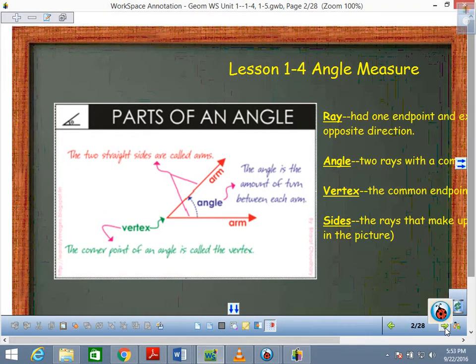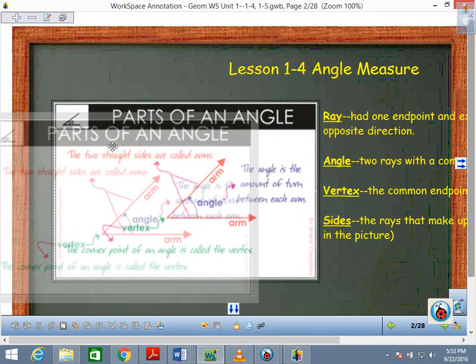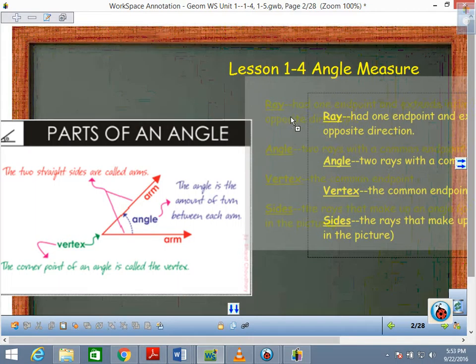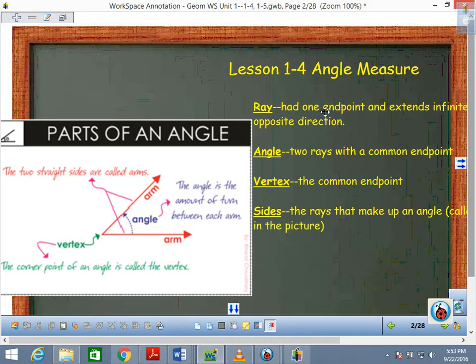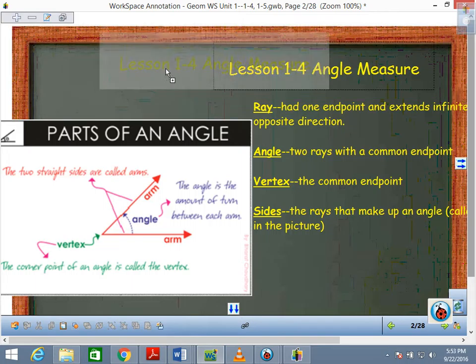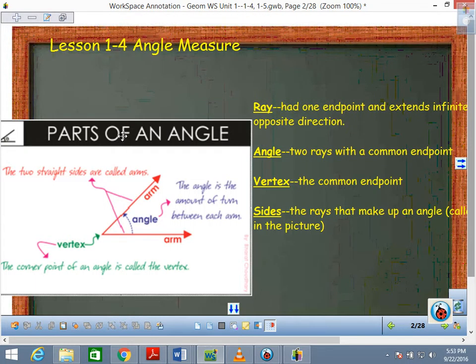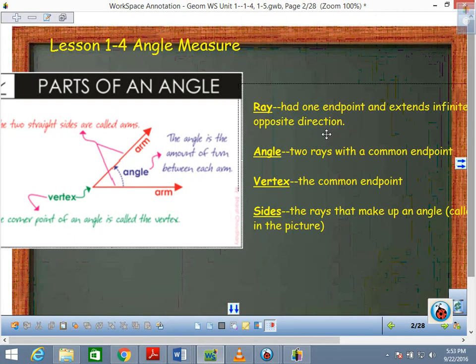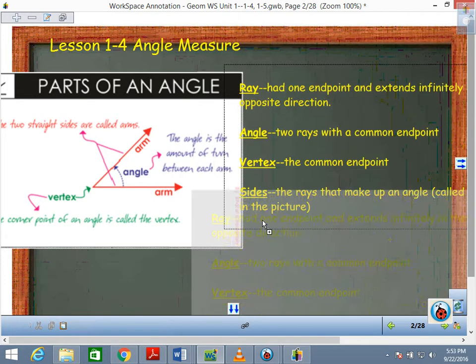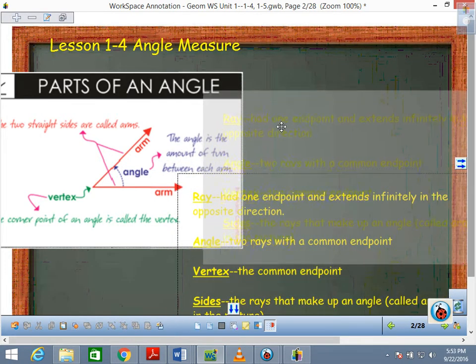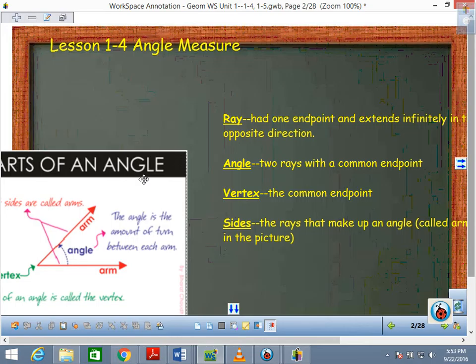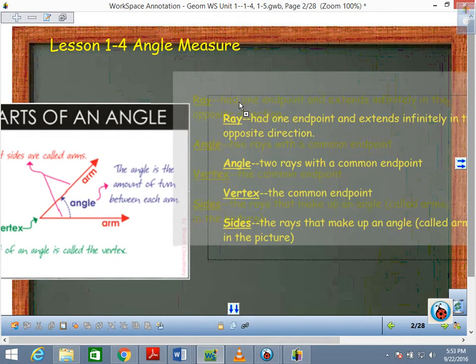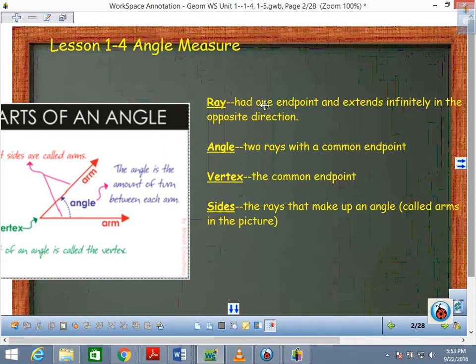So let's talk about the parts of an angle. We're going to be taking a lot of vocabulary definitions. Also keep in mind that your vocab test is probably going to be on Monday, so make sure that you are looking at those vocabulary definitions. First of all, a ray has one endpoint and extends infinitely in the opposite direction. We've talked about rays before.